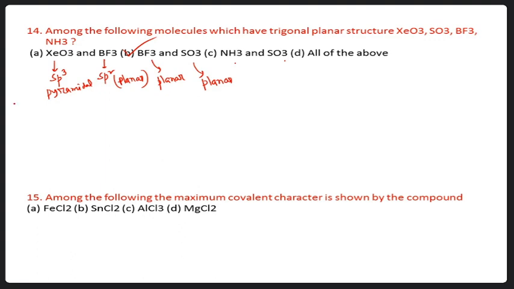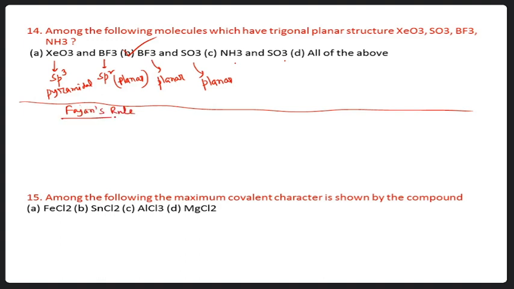Now, next question: among the following, which has maximum covalent character? If we go for covalent character, then we have to know about Fajans' rule. Fajans' rule tells about the covalent character in an ionic compound. It explains covalent character in a molecule. As for example, what is the rule? It shows covalent nature with a small size cation and a large size anion.